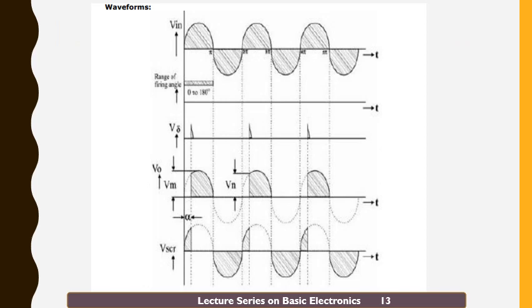So here we have the output waveform. This is the input voltage Vin, and with a half wave RC rectifier, we will get rectification up to 180 degrees, because the thyristor conducts from 0 to 180 degrees. In the negative half cycle, the SCR remains off, so you cannot control your output voltage here.